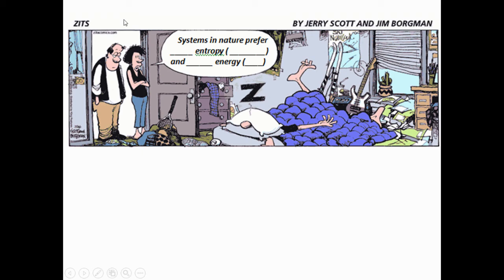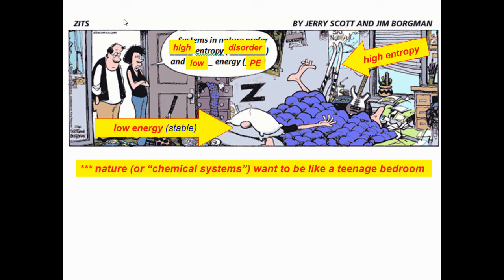One more thing to help you remember about entropy and our universe. Systems in nature prefer high entropy, that's disorder, and low energy. We'll be talking a lot about potential energy in this unit. So if you think of a teenager's bedroom, that'll help you remember what the universe likes. Nature or chemical systems want to be like a teenage bedroom. Classically, in the cliche, a teenager's bedroom is supposed to be messy and disorganized. That represents high entropy. And here we see the teenager sleeping on a mattress on the floor.